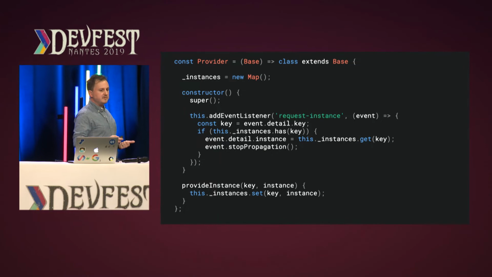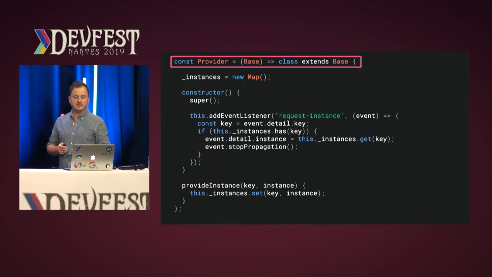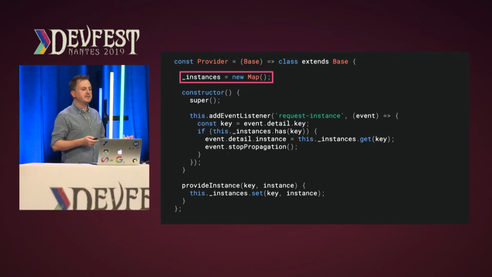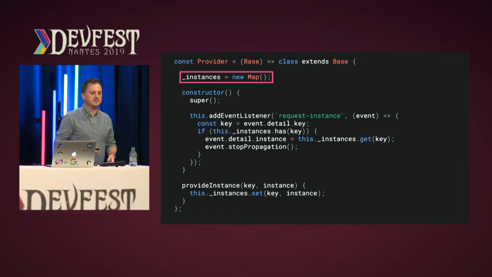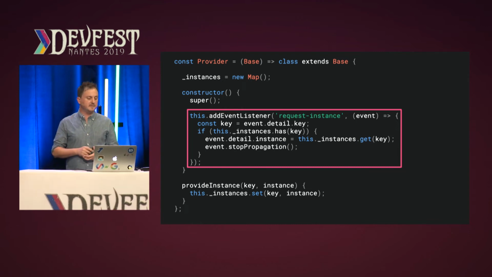The provider is also a mix-in. And so this is going to have the standard mix-in function pattern at the top. This is going to add a property to the class that stores the instances. This is going to be a map from the key to the actual instance. And then we're going to add an event listener for this request instance event.